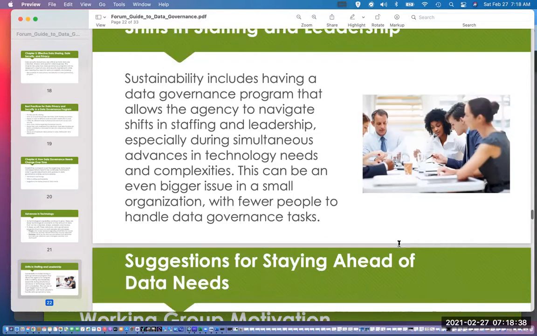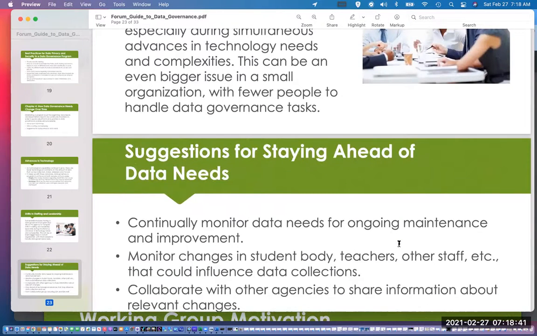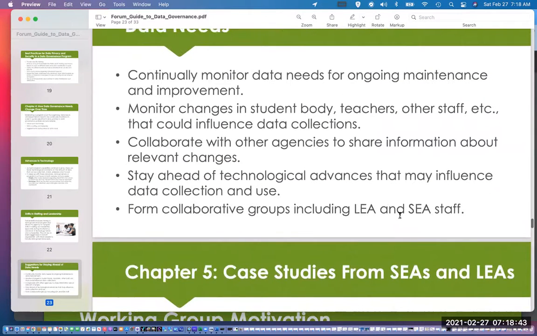Suggestions for staying ahead of data needs. Continually monitor data needs for ongoing maintenance and improvement. Monitor changes in student body, teachers, other staff, etc., that could influence data collections. Collaborate with other agencies to share information about relevant changes. Stay ahead of technological advances that may influence data collection and use. Form collaborative groups including leadership and staff.